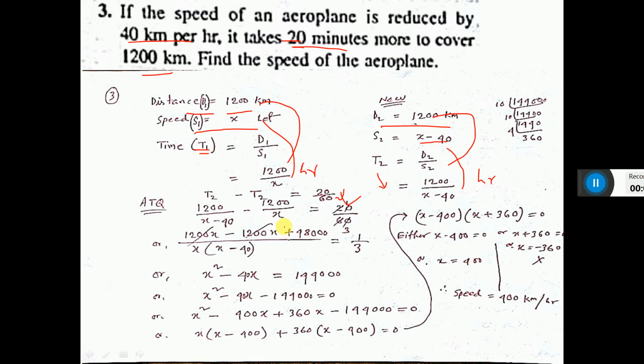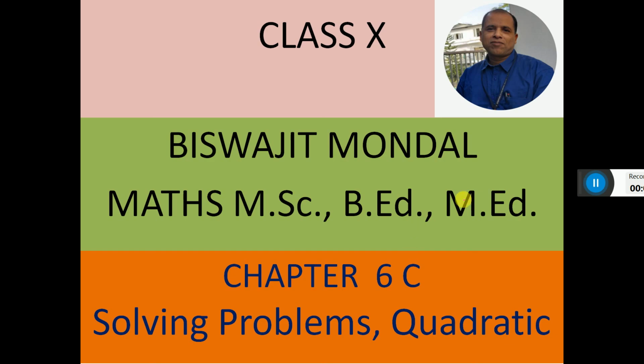Now you simplify: 1200 into x minus 1200 into x minus 40, it is giving this. Now this cancels, and we cross multiply, so it is coming x square minus 40x, and 3 into this is giving this. Now we bring this to the left side. Now do middle term factorization: one is 400 and another is minus 360, but speed cannot be negative, so I have taken 400 km per hour, that is the answer. So that's all for this video.